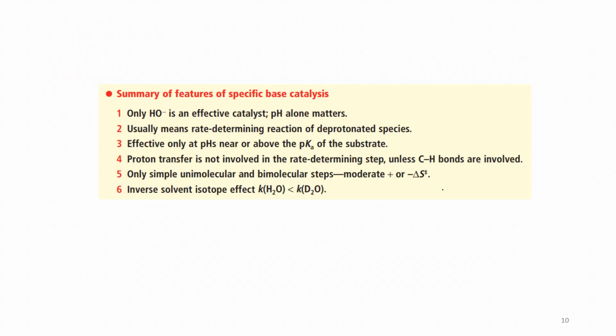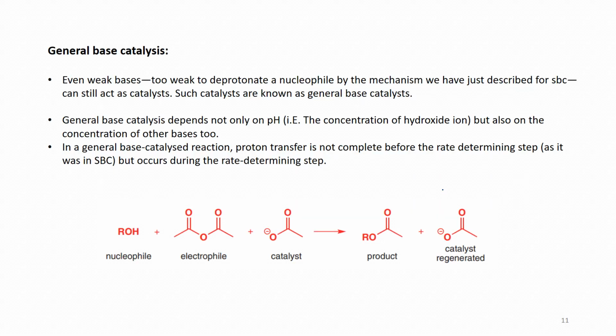So what is the summary of this type of catalysis? Only OH- is an effective catalyst, and pH alone matters here. Similar to the specific acid catalysis reaction, it usually means the rate determining reaction of the deprotonated species, and is also effective only at pH near or above the pK of the substrate. The proton transfer is not involved in the rate determining step, only a simple uni or bimolecular step, and an inverse kinetic isotope effect is seen. Our next topic is general base catalysis.